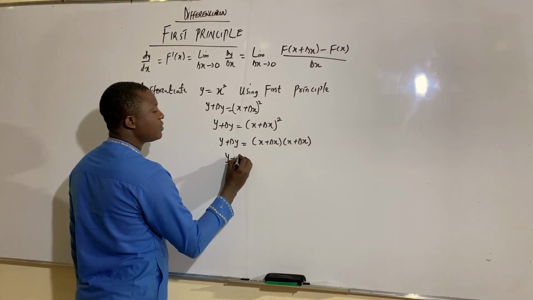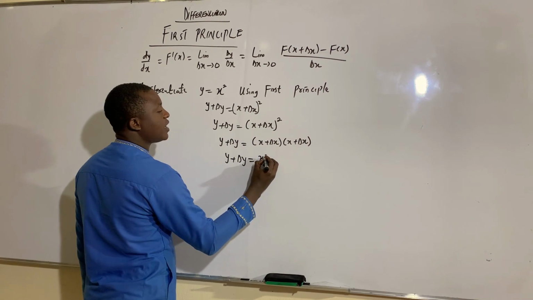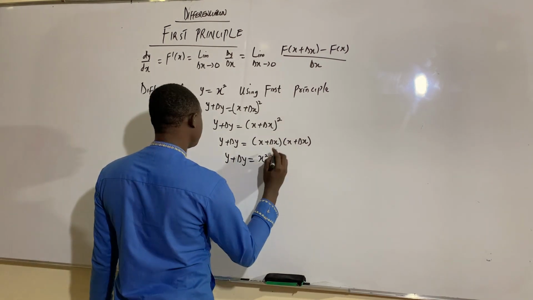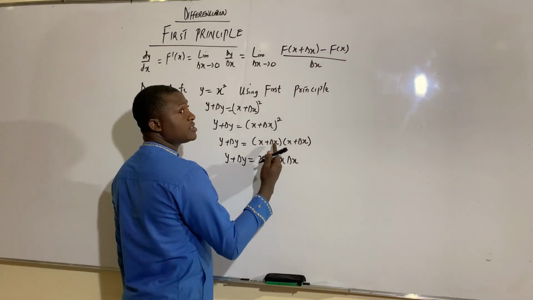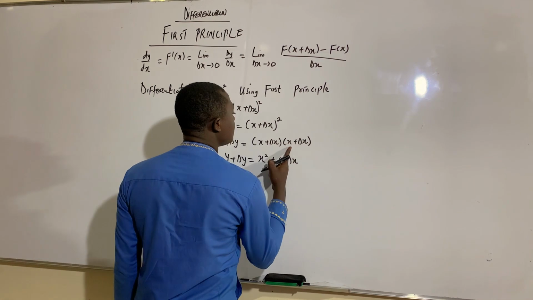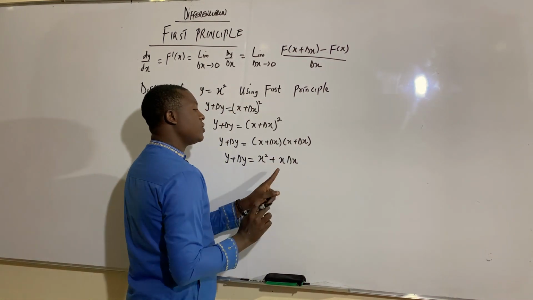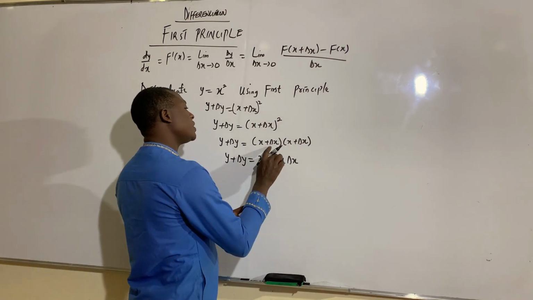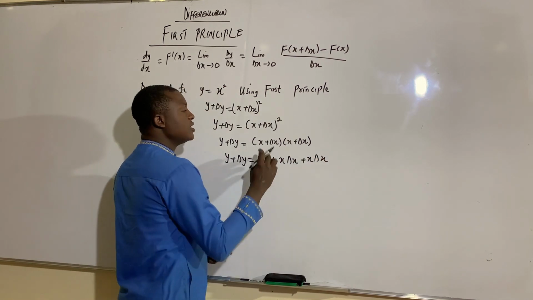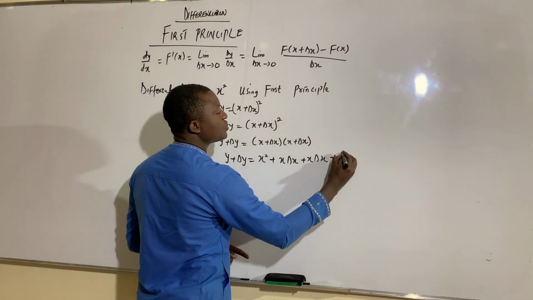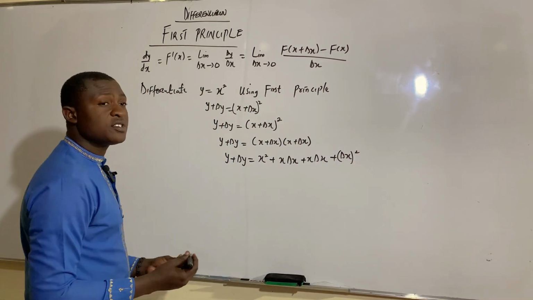That means we have y plus change in y is equal to, x times x, we are going to have x squared, x multiplied by change in x, and we have x change in x. So the second one now, change in x times x, and we still have x change in x. Change in x times change in x, of course, we are going to have change in x all squared. You just make a simple expansion.